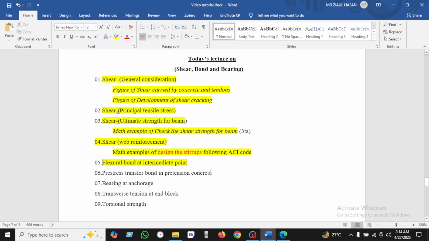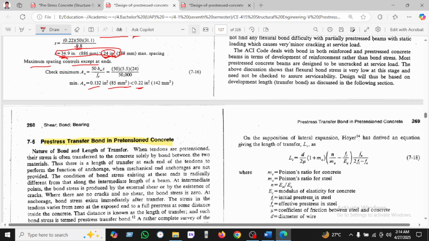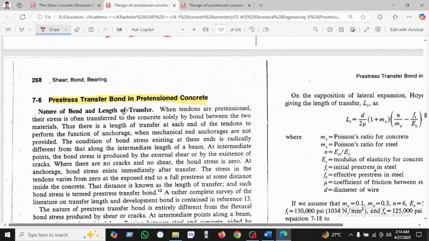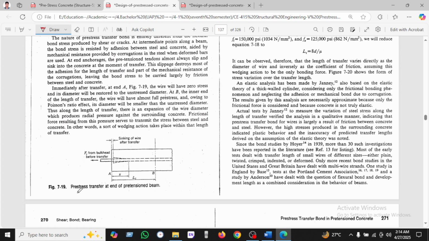Now you can see prestress transfer bond in pretensioned concrete. Okay, so you can see here prestress transfer bond in pretensioned concrete, nature of the bond and length of transfer. When tendons are prestressed and their stress is transferred into the concrete solely by bond between the two materials, thus there is a length of transfer at each end of those tendons to perform a function of anchorage when mechanical end anchorages are not provided. Okay, so we've been seeing here prestress transfer at the end of the pretensioned beam.